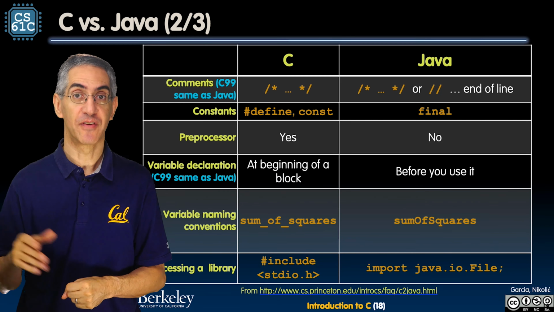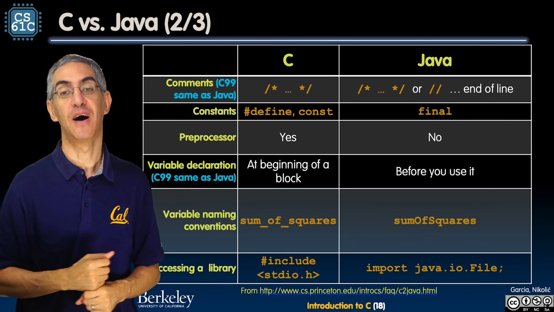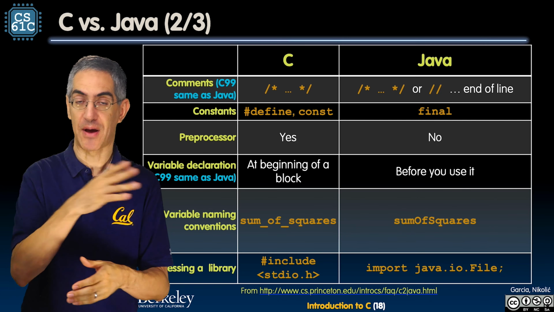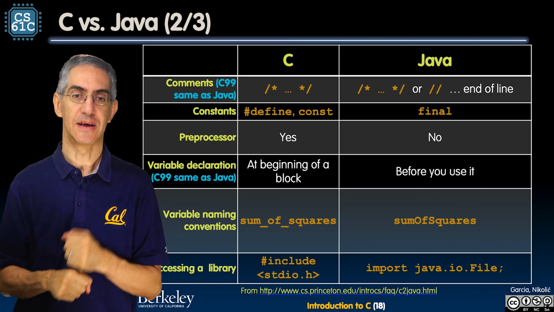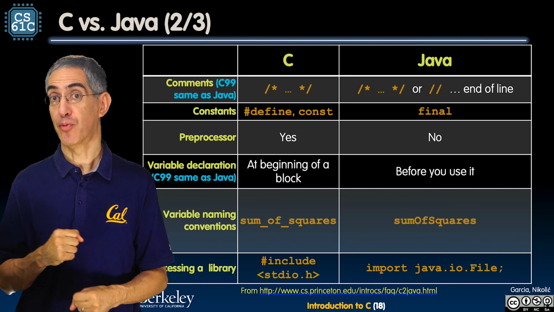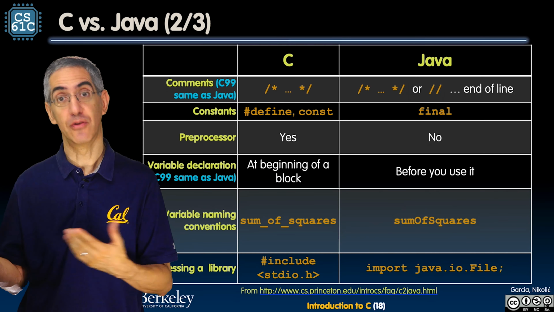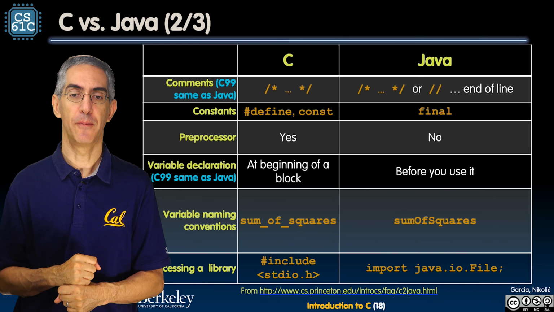You have to say final if it's a constant in Java, and pound define or const for a variable that's not a pound define global variable in C. Do you have a preprocessor? Yes, you do in C, you do not in Java. So we talked about that a moment ago.